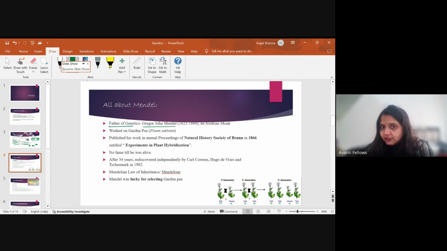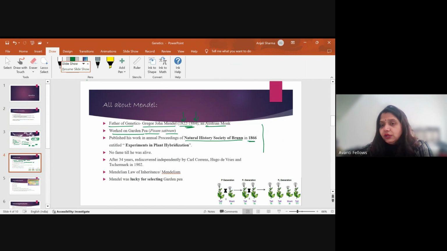Father of genetics, Gregor John Mendel. He lived from 1822 to 1884. It says he was born in this year and he died in this. He was an Austrian monk. He worked on garden pea, that is known as Pisum sativum. His entire work was published under the Proceedings of the Natural History Society of Brunn in the year 1866.